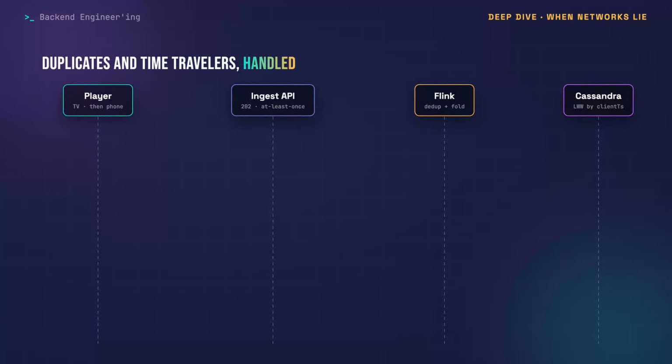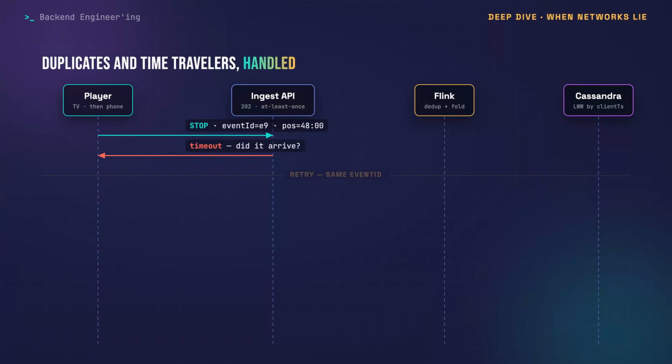Now the part that separates a design that works from one that's actually correct. Because networks lie. Story 1. You hit a stop at 48 minutes. The request goes out and times out. Did it land? The client has no idea. So it does the natural thing. It retries. With the exact same event ID, E9.